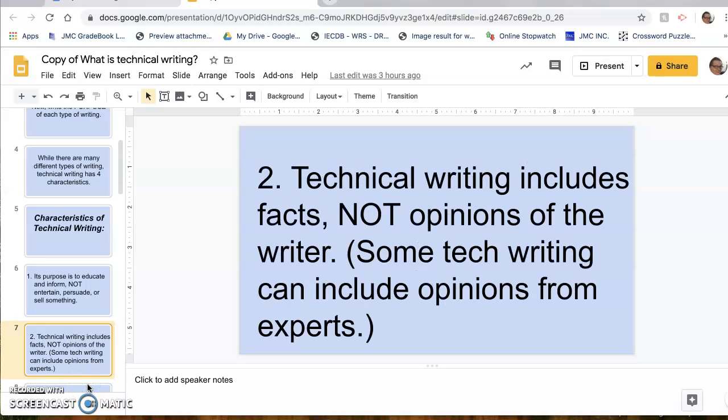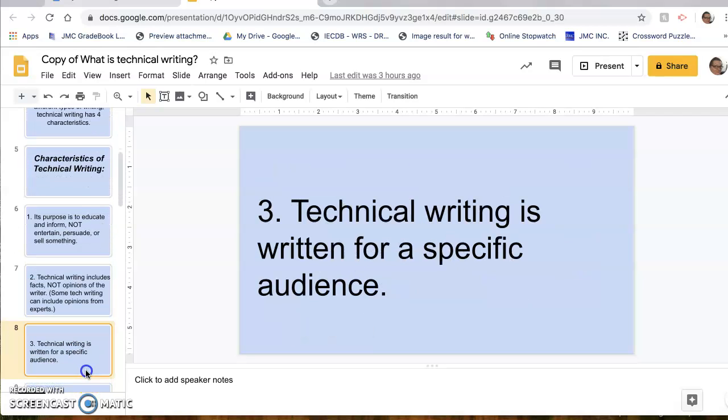Secondly, technical writing includes facts, not opinions of the writer. Some tech writing will include opinions from experts in the subject, but when we do technical writing, we keep ourselves as writers out of the writing. There are cases in which I, as a writer, give my opinions, my feelings, my arguments, but not in technical writing. We give just facts and maybe opinions of experts.